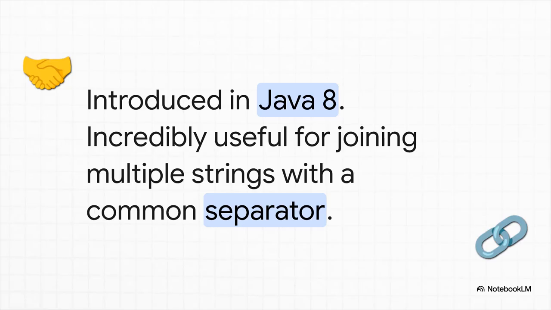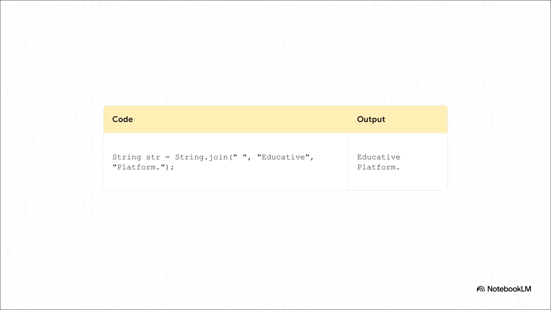And our final tool, which came along in Java 8, is String.join. This thing is a modern marvel, and it's fantastic for when you have a bunch of strings that you need to join together with the same separator, or what we call a delimiter. I mean, just look at how clean that syntax is. The very first thing you give it is the delimiter, in this case, just a space. Then you just list out all the strings you want to join. It's so good for stuff like creating comma-separated values or building a sentence from a list of words.